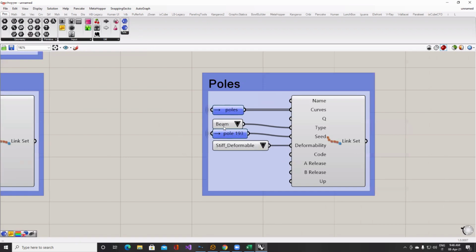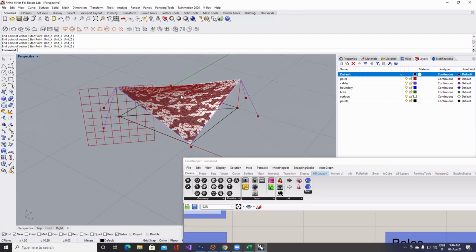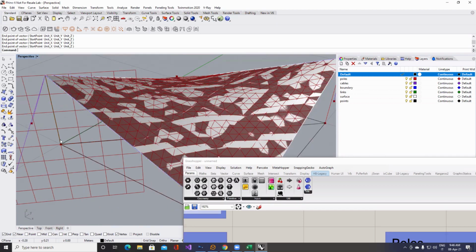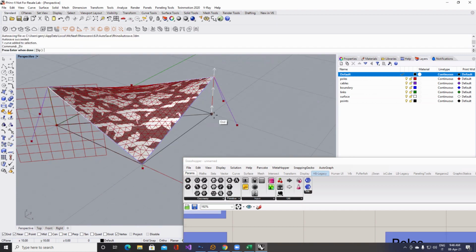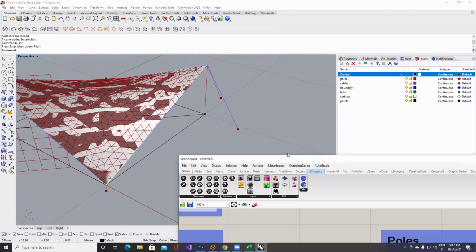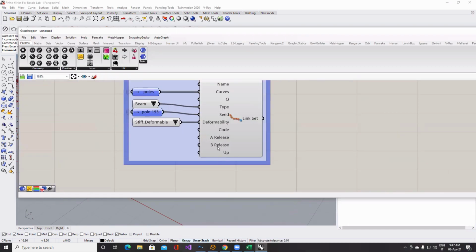If we look at the geometry, what do we want? For the poles, we would like the poles to be pinned on the ground. If we look at the orientation of this element, and its direction, we see that the poles go from bottom to top. That means that the bottom point is point A and the top point is point B. And if we go into the reference here for the poles, we see that we have A release and B release. Where do we get these releases?